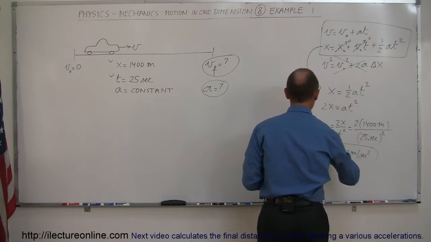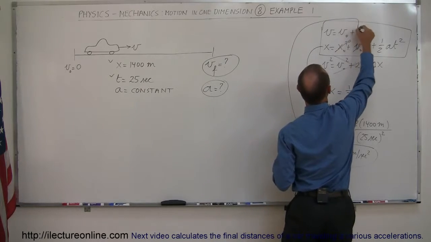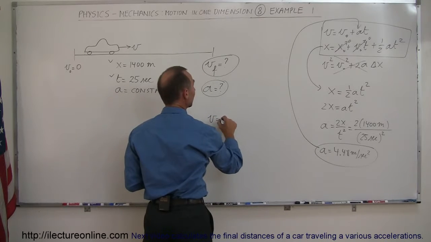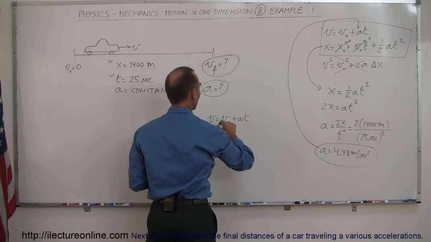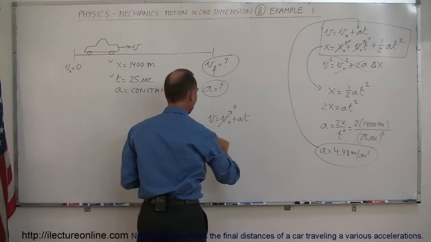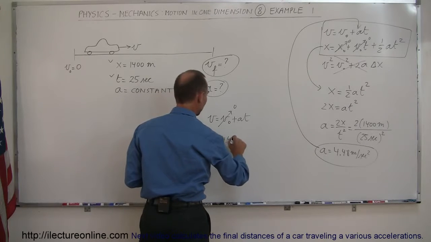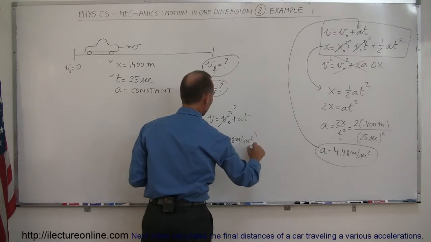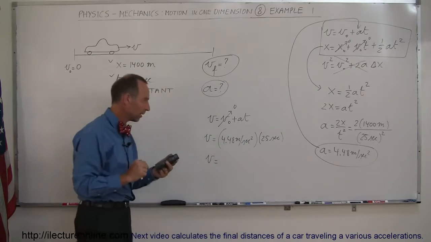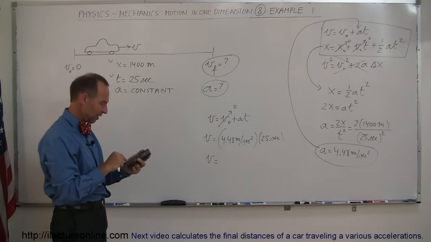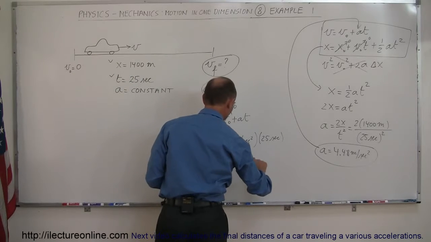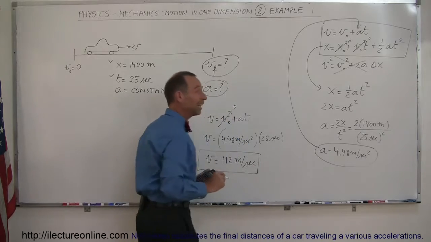All right, now that we know that, we're going to take that and plug it into the acceleration of that equation right there. Okay, so now we take our other kinematics equation. V is equal to V sub naught plus AT. Remember that the initial velocity was equal to 0, so that goes to 0. That means the velocity is equal to the acceleration, which is 4.48 meters per second squared, times a time of 25 seconds. 25 times that equals 112 meters per second. Now that's really fast.